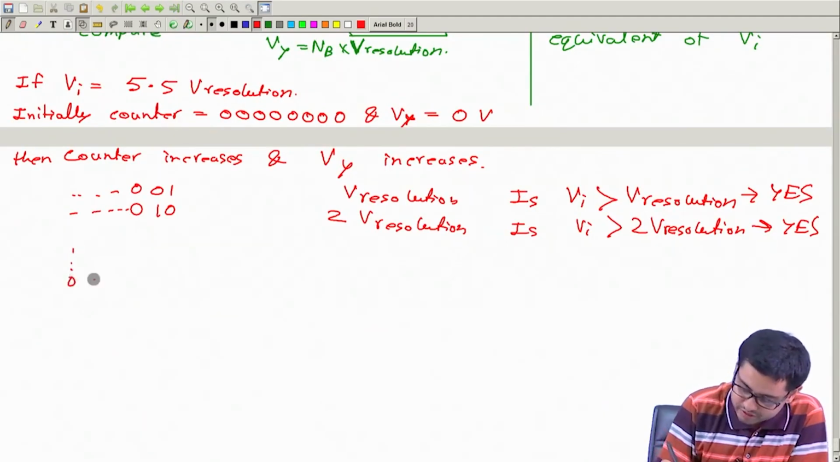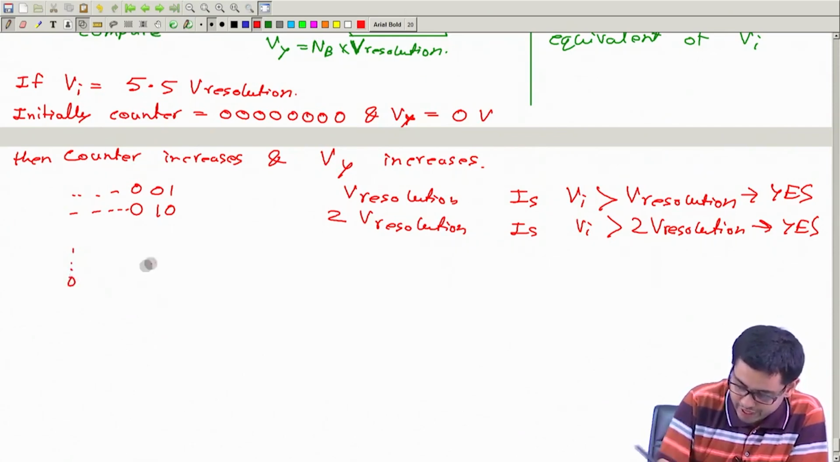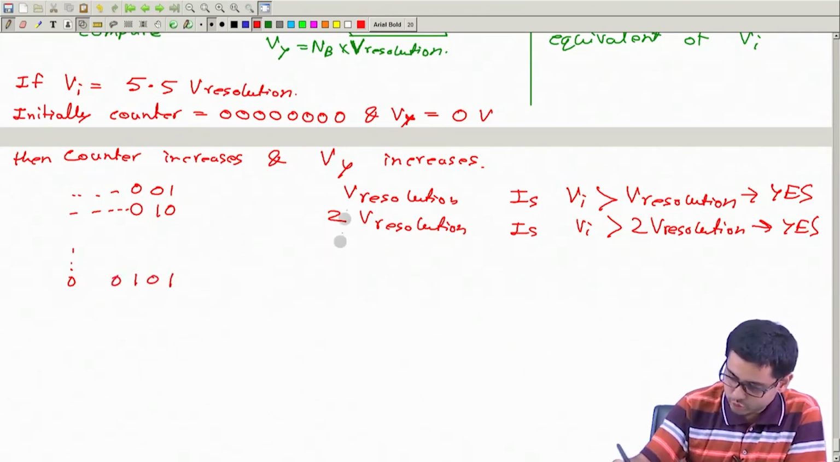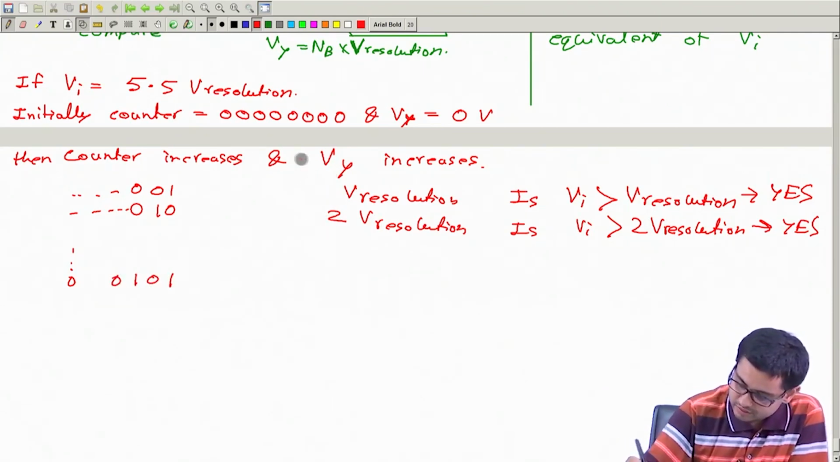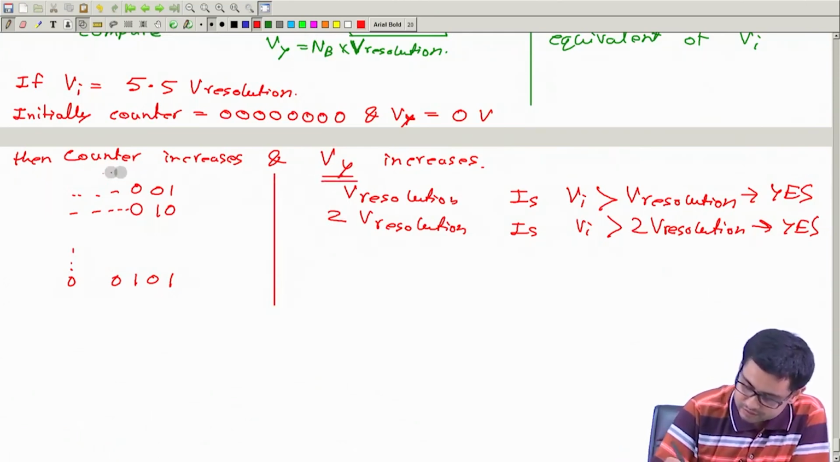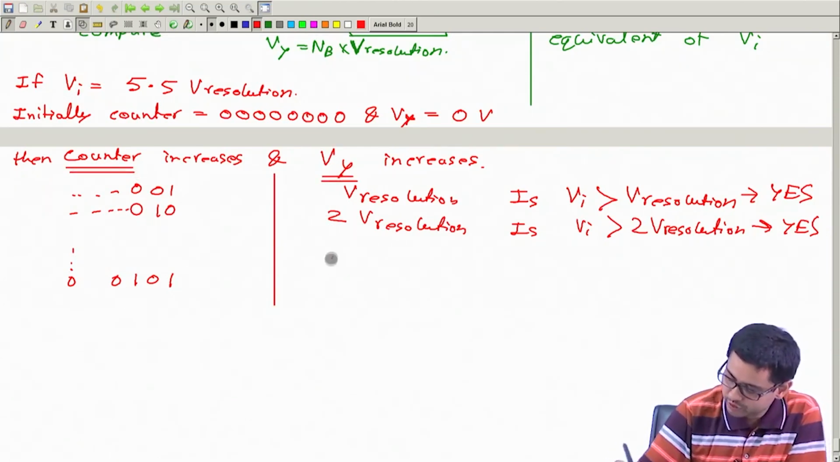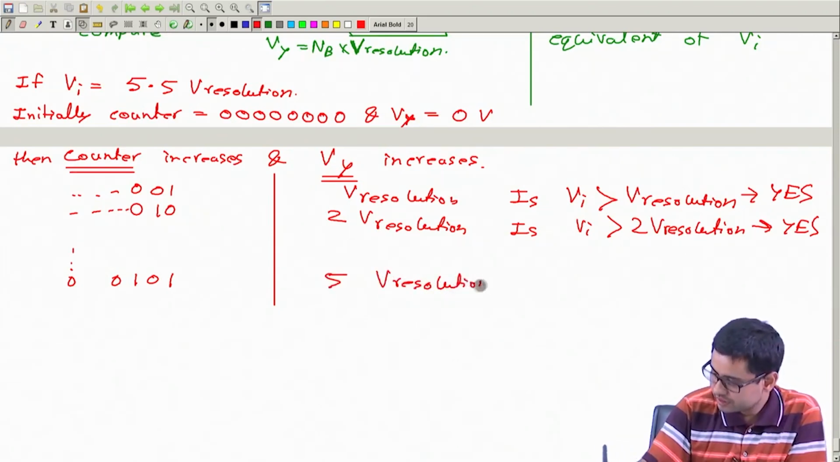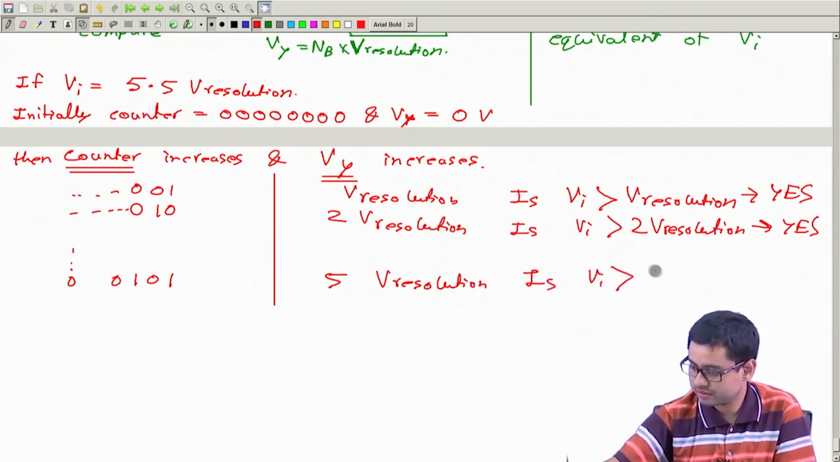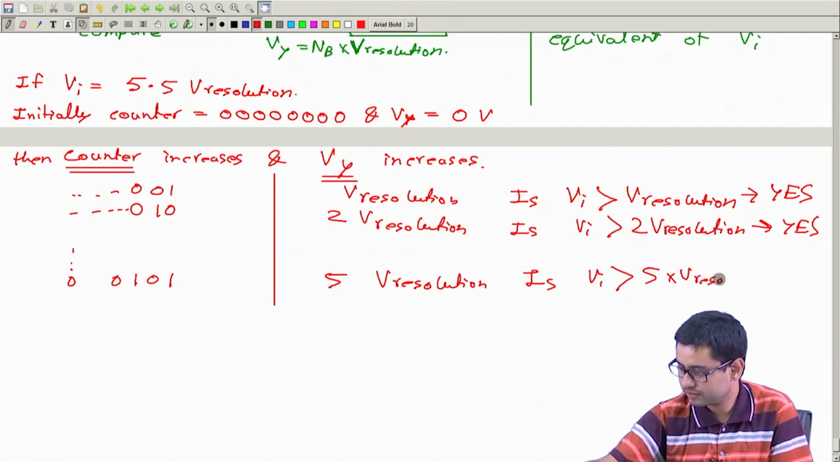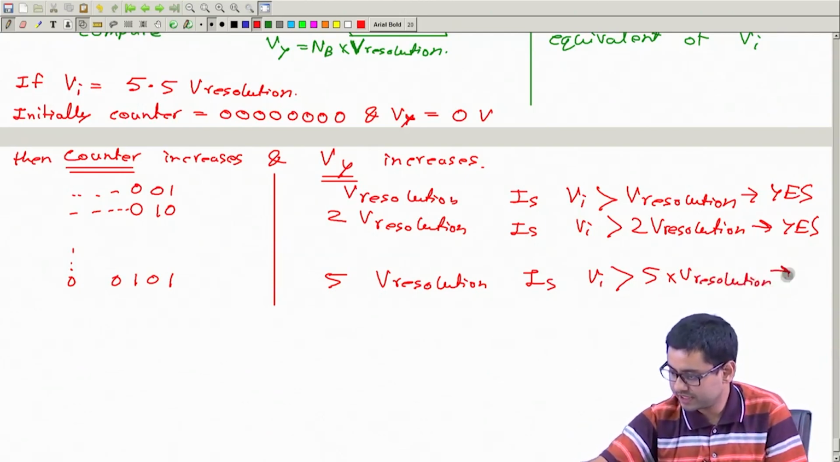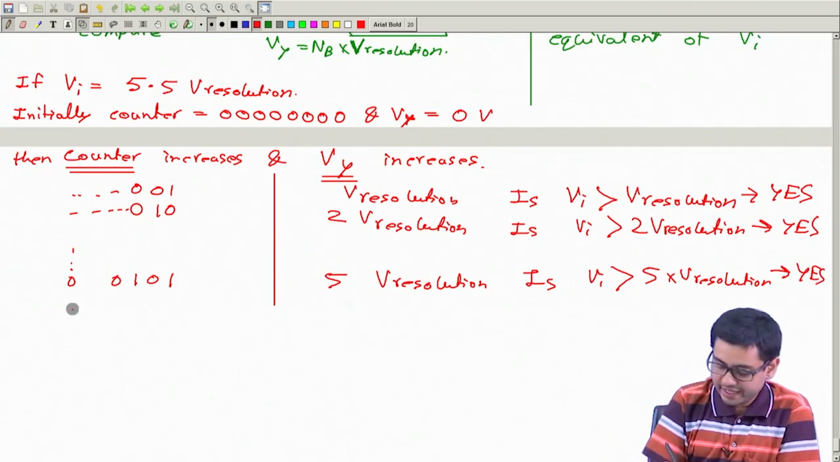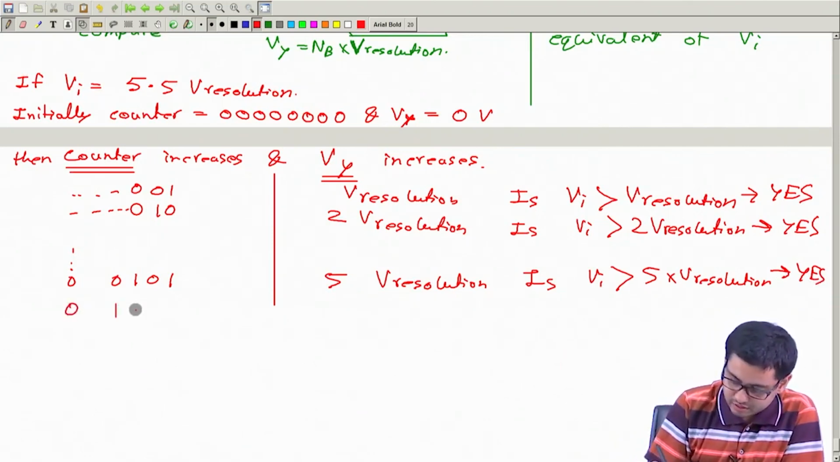And this way we will continue up to a point which will be equal to 5, meaning 101. So Vy will be, this is the counter value, this is the Vy value, 5 times V resolution. Same question, the answer will be again yes. Next time it will be 0, 0, 0, 0, 0, 1, 1, 0. This is 6.